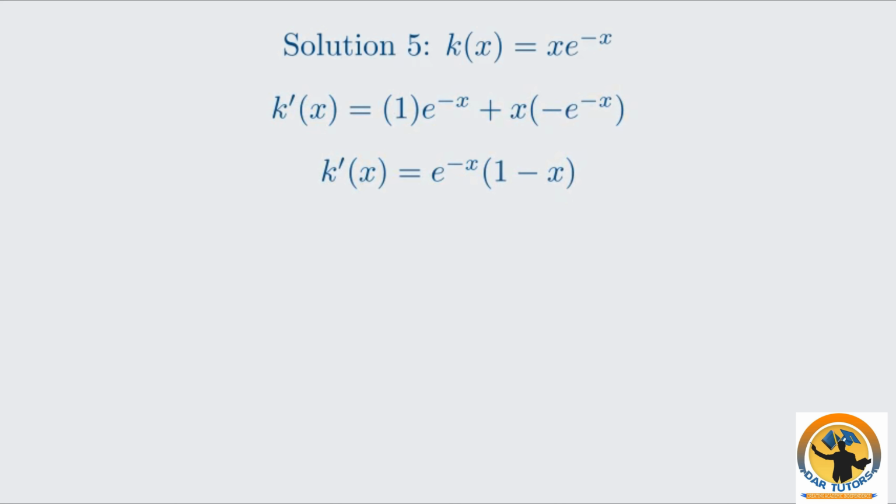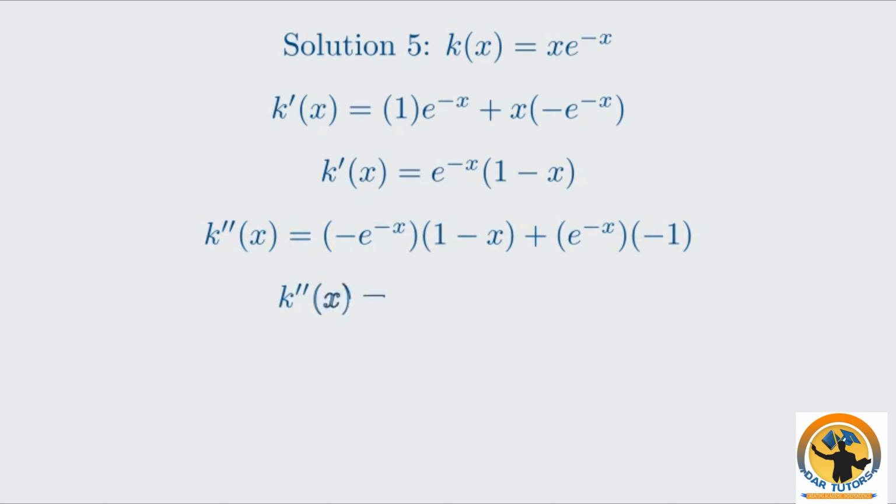Now we find the second derivative, k double prime of x, using the product rule again. K double prime of x is negative e to the negative x times the quantity 1 minus x, plus e to the negative x times negative 1. Factoring out negative e to the negative x gives k double prime of x equals negative e to the negative x times the quantity 2 minus x. To find the point of inflection, we set k double prime of x to 0.